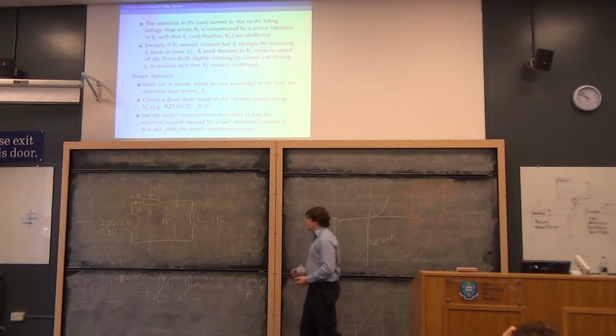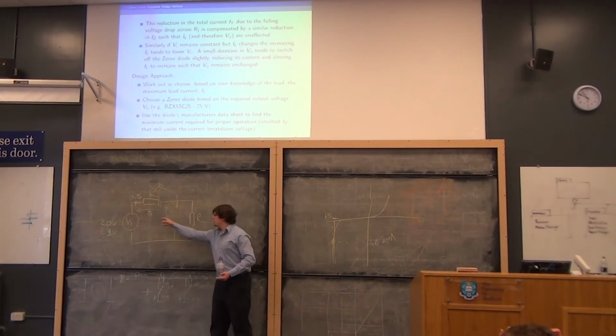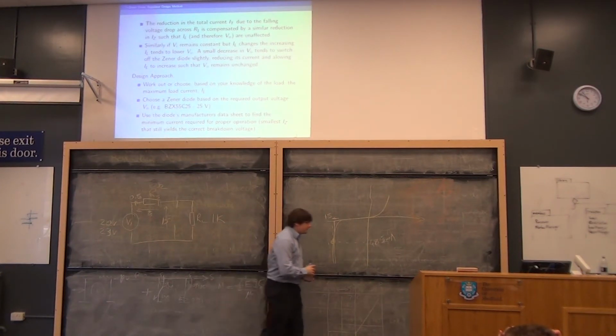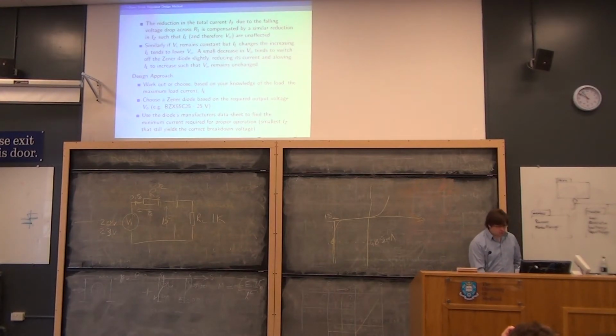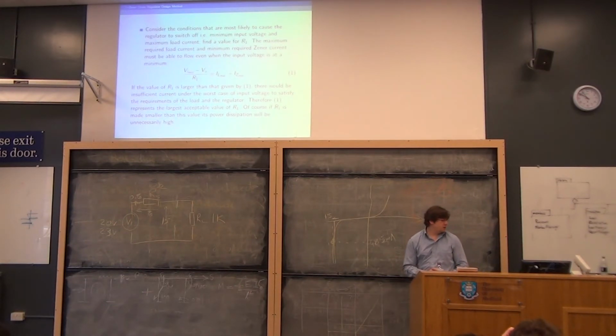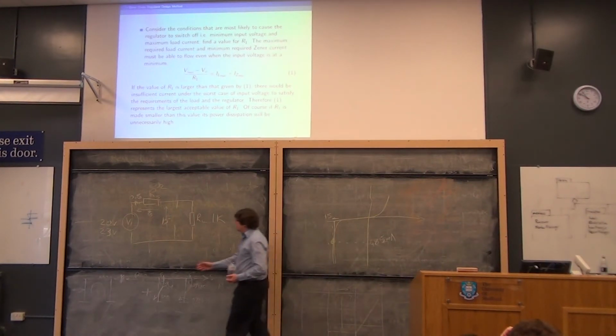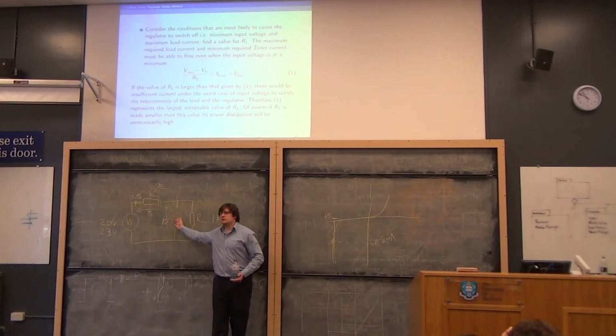You have to worry about how much this needs to keep going. So you can't say all the current will flow into the load. This needs a small amount. So it's the smallest value of I Zener that still yields the correct breakdown voltage. And then you consider the conditions that are most likely to cause the regulator to switch off, which is the minimum input voltage. So this will be, how small can this be and still keep this in its conducting state?